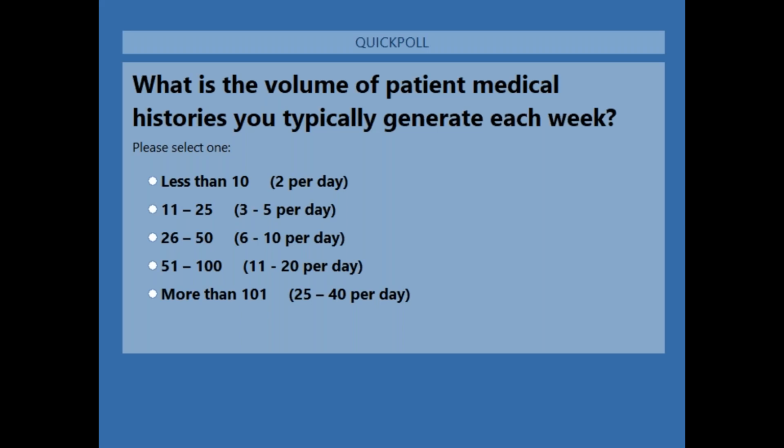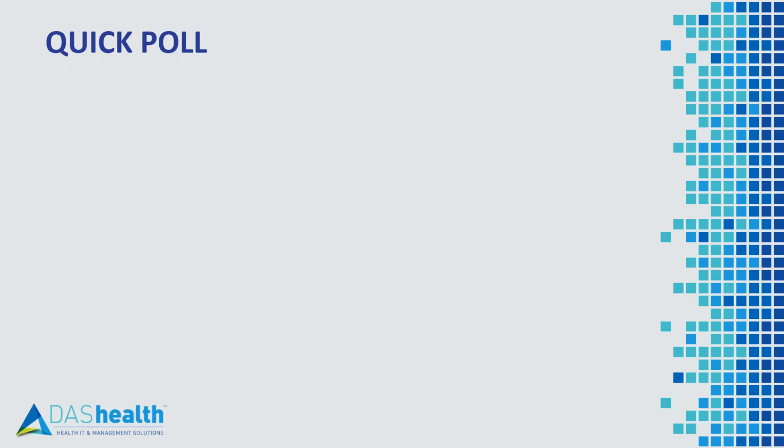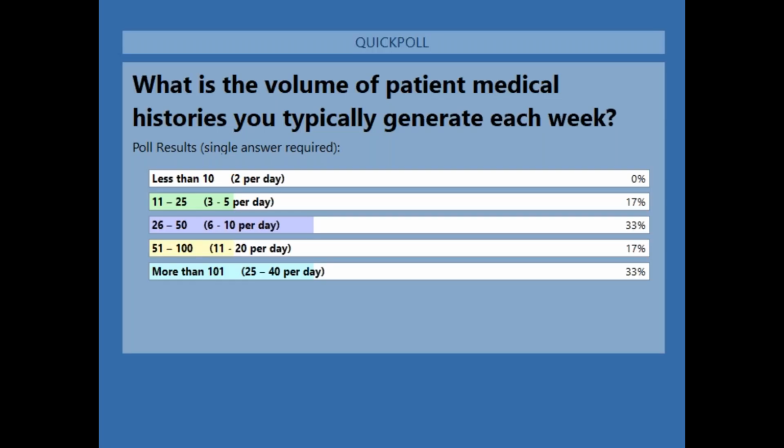And I'll go ahead and give you a couple more seconds. And I'll close it out in 5, 4, 3, 2, 1. Let me go ahead and share that with you. So a third of you more than 100, a third of you 26 to 50, and a third split between the other two.